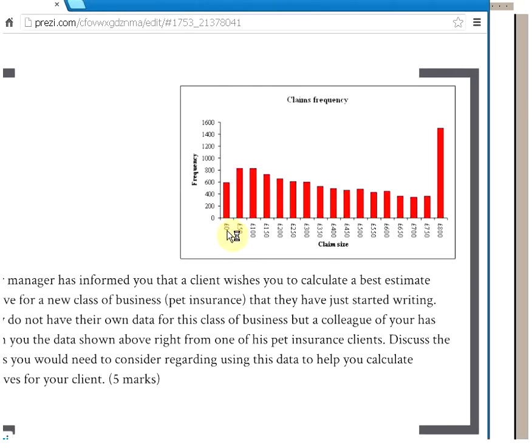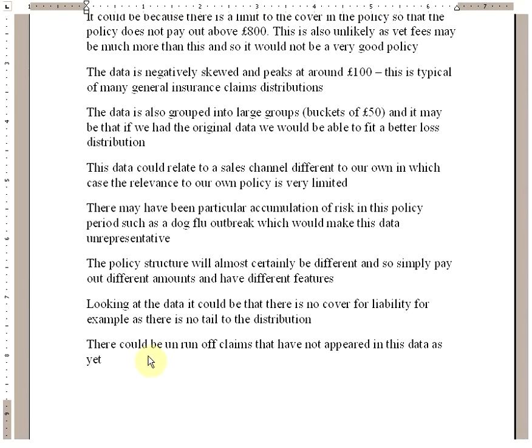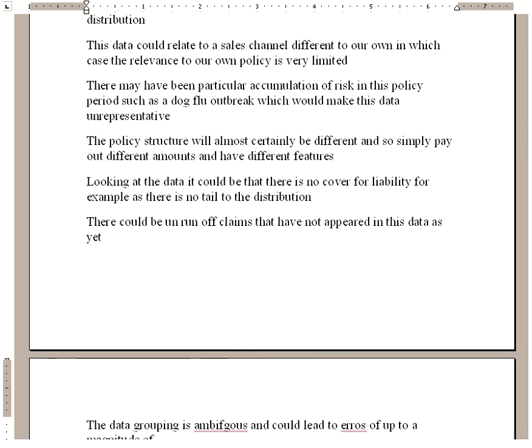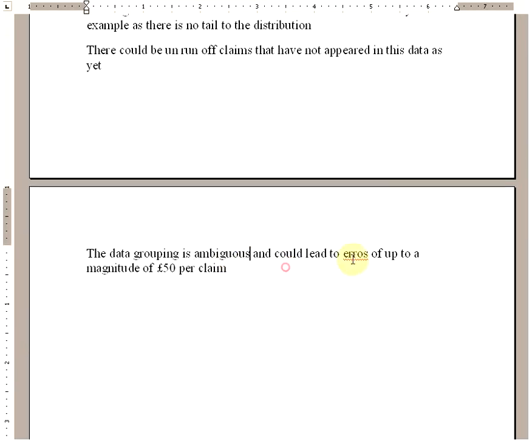We've grouped the data here in such a way that does this represent 0 claims, or does it represent 0 to 50, or does it represent 0 to 25? So the data grouping is ambiguous and could lead to errors of up to a magnitude of £50 per claim.